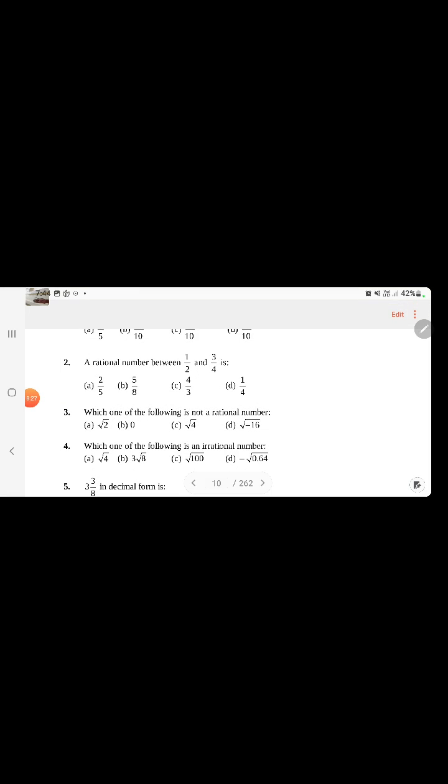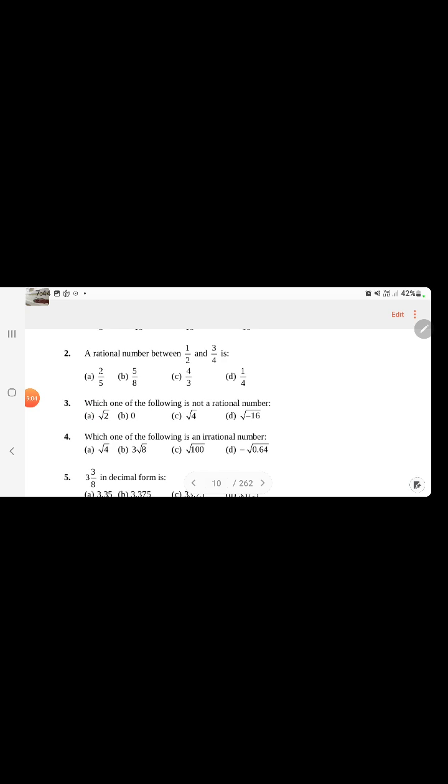Yeah. Now let's go to the next problem. Which one of the following is not a rational number? So not a rational number means it is irrational. Okay. So here we can see option A root 2, 0, root 5 and root minus 16. These are the given options. What is asked is not a rational number. A number which is not a rational number is called an irrational number.